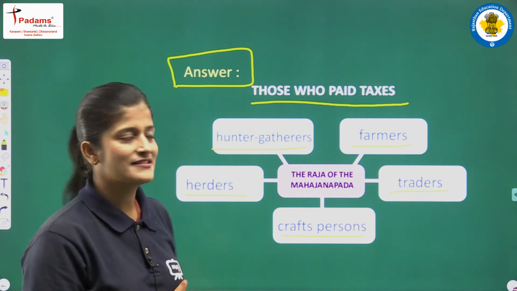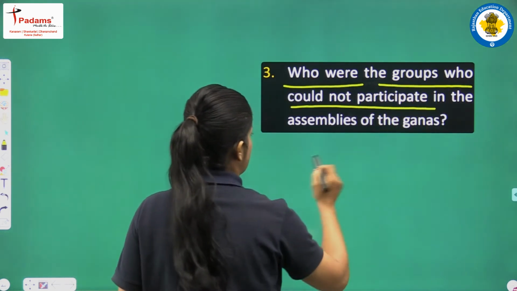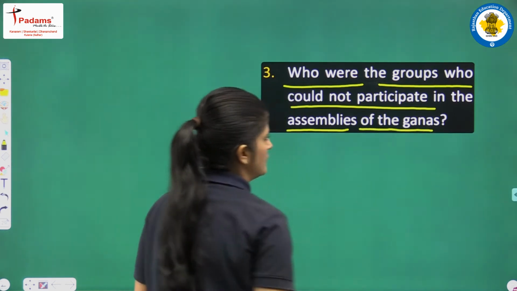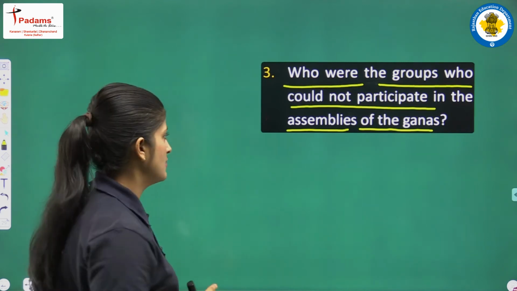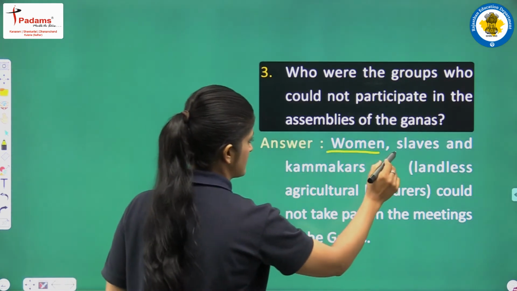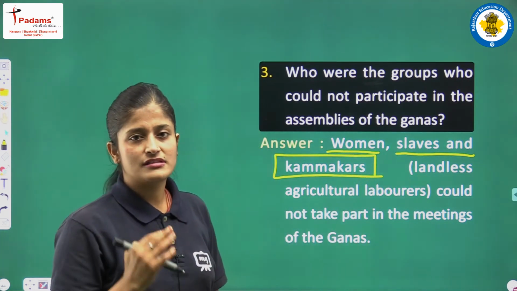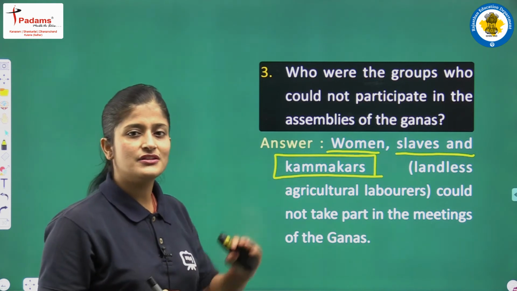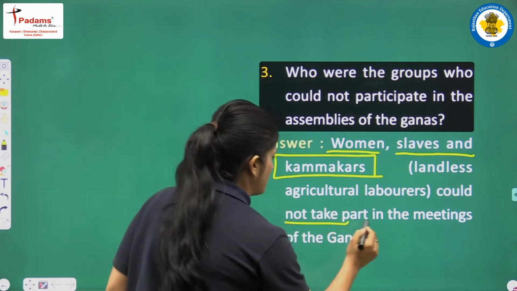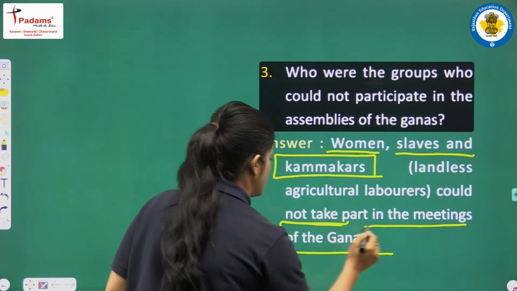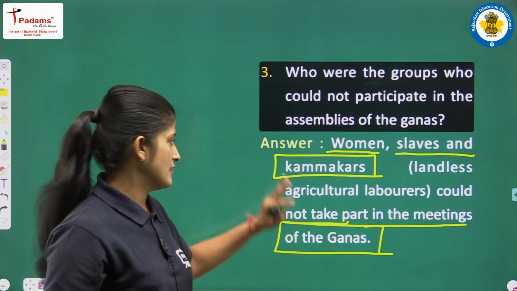The next question is, who were the groups who could not participate in the assemblies of Ganas? They were women, slaves and kamkars. What are kamkars? Landless agricultural labour. Those who do not have much land were called kamkars at that time. They could not take part in the meetings of Ganas. So you will write your answer in this way.